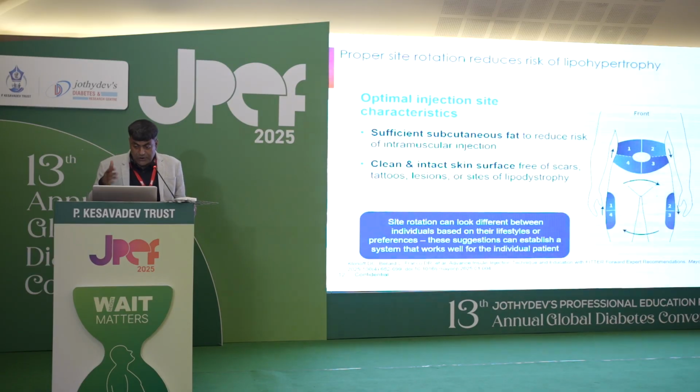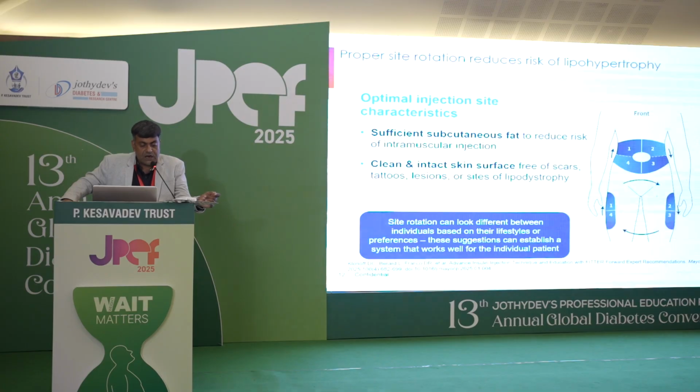So this is how we all are aware of these. These are the sites for the insulin injection, and the process for rotation is that you can either use a tool like this, or you can keep rotating it by 1 centimeter. I think there's a next slide on that. So any site which has got sufficient sub-Q fat, you can use it so that you avoid the intramuscular injections. The site should be clean, intact skin surface.